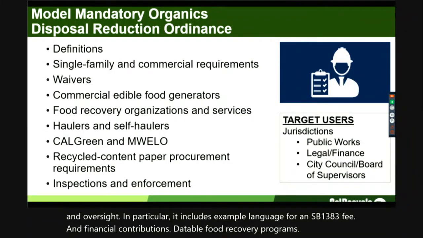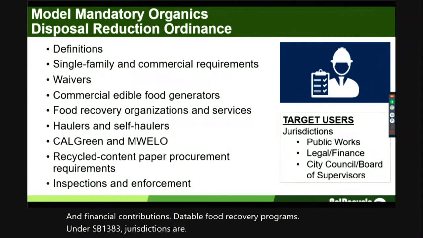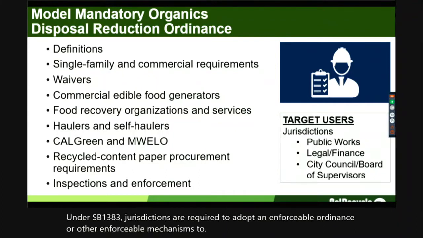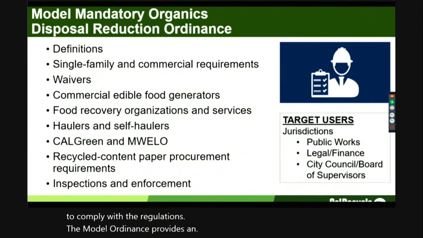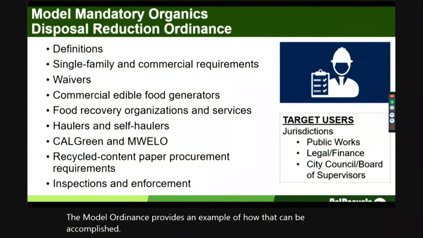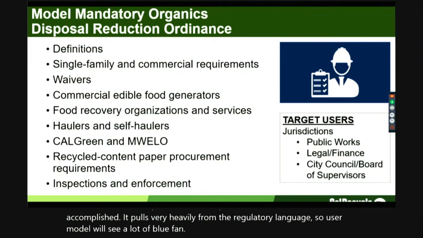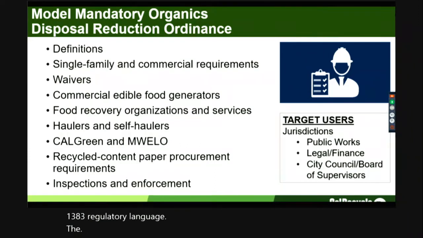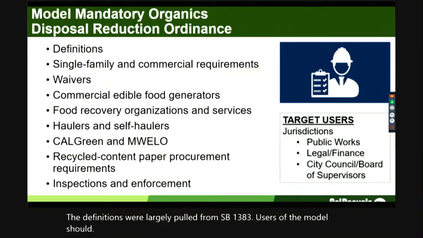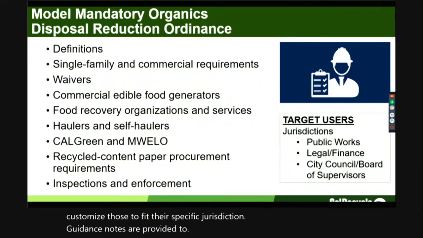Under SB 1383, jurisdictions are required to adopt an enforceable ordinance or other enforceable mechanisms to require generators and other entities to comply with the regulations. The model ordinance provides an example of how that can be accomplished. It pulls very heavily from the regulatory language, so users of the model will see a lot of blue font that illustrates the inclusion of the specific SB 1383 regulatory language. The definitions were largely pulled from SB 1383. Users of the model should customize those to fit their specific jurisdiction. Guidance notes are provided to assist users in doing so.